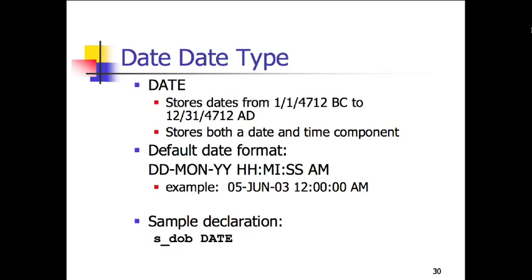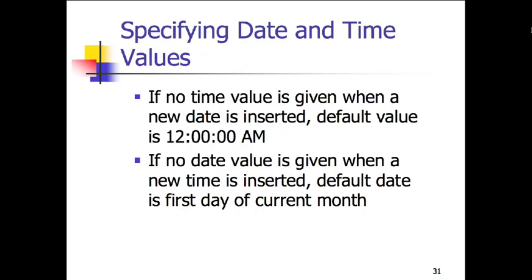Anyway, going back to the date, here's a sample declaration. Just say student underscore DOB, date of birth, date. We use the date format, specifying date and time. If no time value is given, then a new date is inserted with the default time.